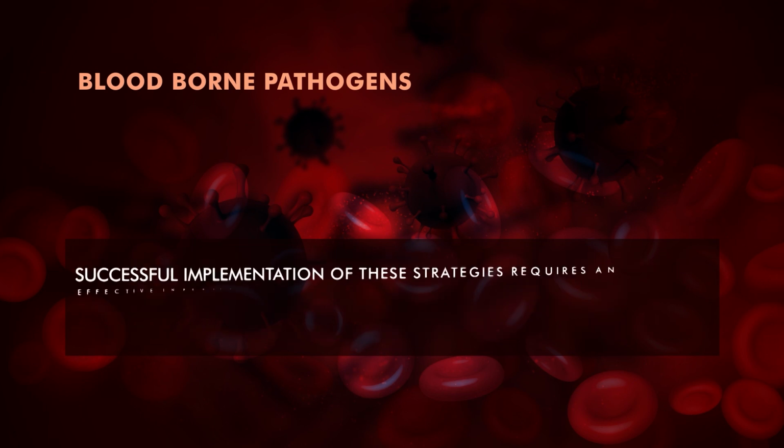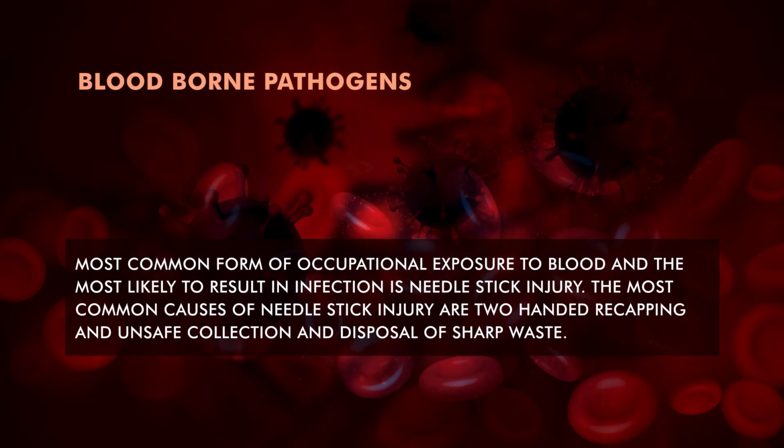Occupational exposure to blood can result from percutaneous injury, that is needle stick and sharp injuries, then mucocutaneous injury, that is splash of blood or bodily fluid into their eyes, into the nose and also into their mouth, or blood contact with non-intact skin. The most common form of occupational exposure to blood which can result in infection is the needle stick injury. Most commonly they are due to two-handed capping, because they use both their hands for capping the vials, and unsafe collection and disposal also of the sharp waste. So that is why safe biomedical waste disposal practices should be followed in the sectors.